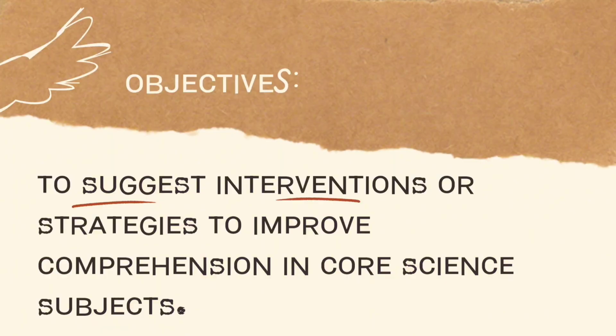The fourth and last objective of this study is to suggest interventions or strategies to improve reading comprehension in core science subjects. So this is a practical objective that aims to provide solutions. Based on the findings from the previous objectives, this part of the research would offer recommendations for teachers, schools, or even policymakers to help improve students' reading comprehension skills in science. So it might be beneficial to explore strategies such as differentiated instruction, the use of graphic organizers, or interactive reading strategies. So those are the objectives of this study.